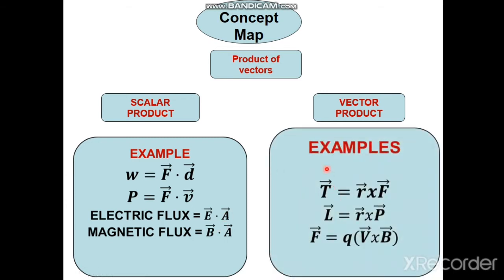In this example, you can see that tau is equal to r cross F. There are vector signs on tau, r, and F. It means that all these three quantities are vectors. So in this example, you can see that the resulting product of two vectors is a vector quantity, where tau is torque, that is a vector, r is the perpendicular distance between the line of action of force and the axis of rotation. So r is also a vector, and F is force, which is also a vector. So if the product of two vectors is a vector quantity, then the product is known as vector product. Other examples are L is equal to r cross p and F is equal to q v cross B, that we will study in detail later.